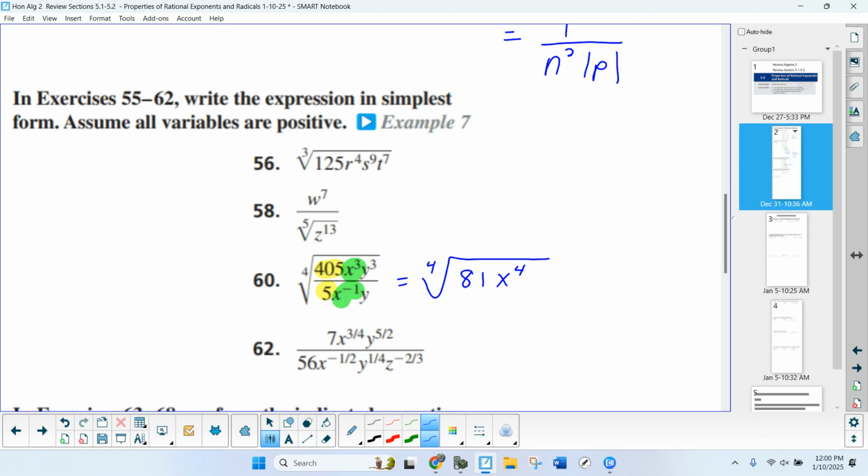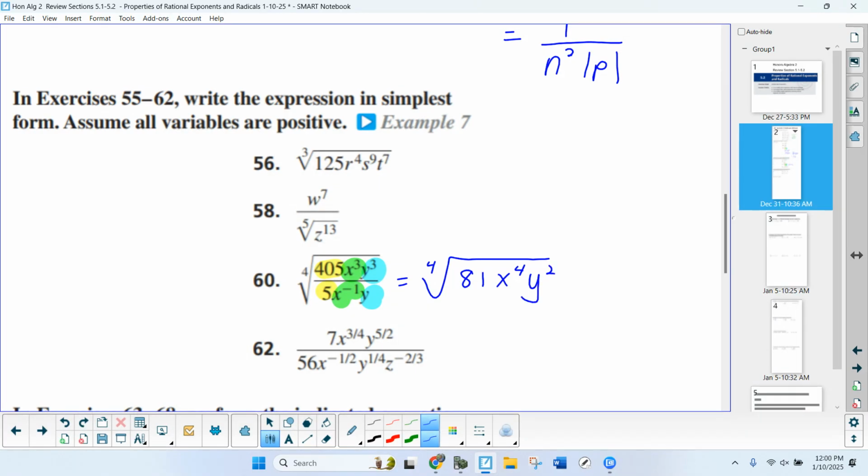And now I'm left with y's. I just missed, I thought those were different letters. I thought this was a different problem. Here we got y to the 3rd and y. What do you guys do there? 3 minus 1. What's 3 minus 1? 2.